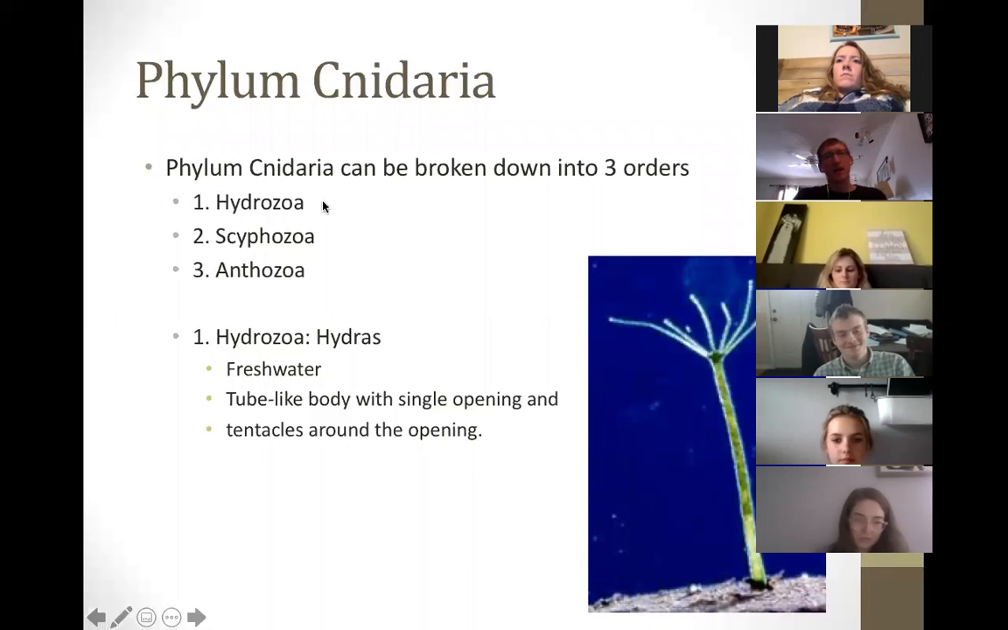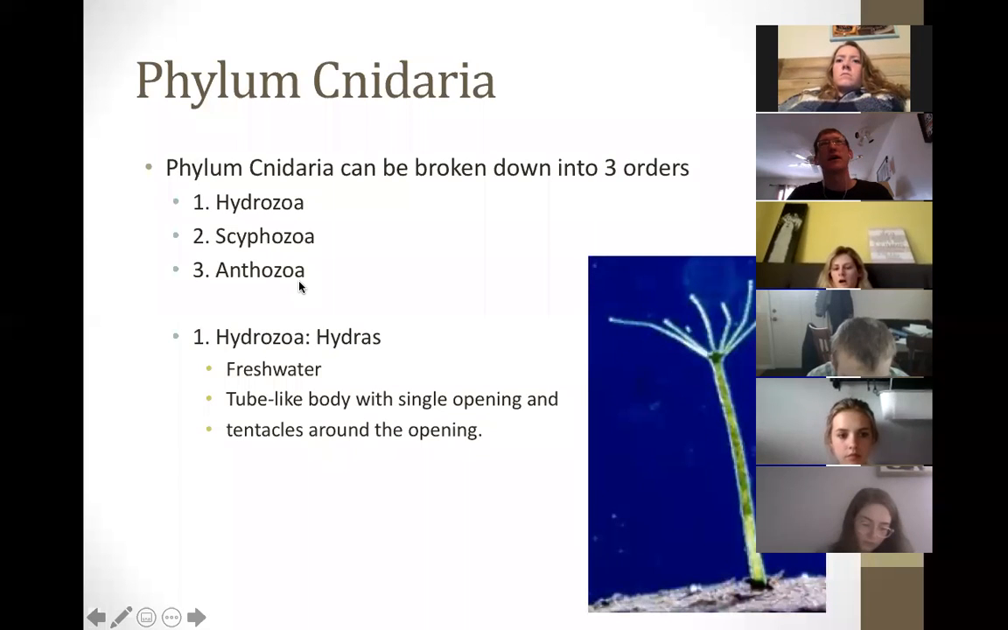Let's talk hydras. There are lots of different, what should we say, orders of the cnidarians. Do not memorize these names unless you wish to sing the same song that the manta ray sings in Finding Nemo.